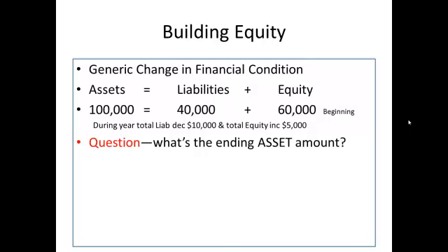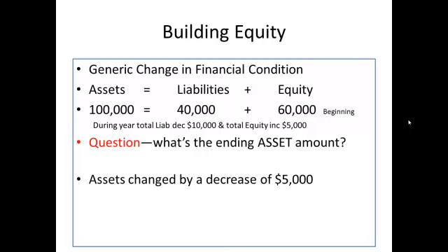A generic equation here, bringing in the basic equation, assets equals liabilities plus equity positions. Take an example of $100,000 in assets, and liability positions are $40,000, and the owner's equity position is $60,000 at the beginning of the year. And during the year, we're given just two pieces of information. Total liabilities decreased $10,000, and total equity increased $5,000. Question, can we determine the ending asset amount at year end? The answer is yes.